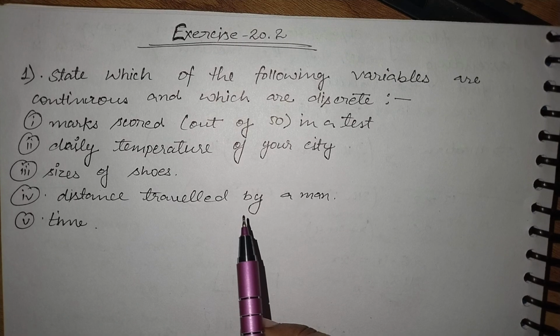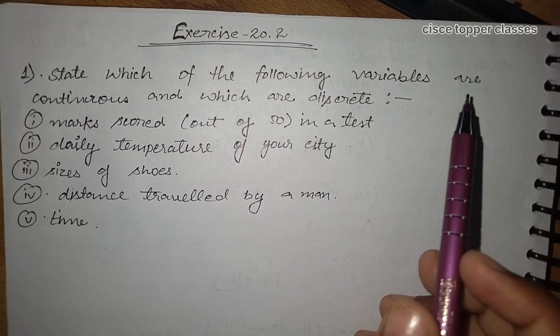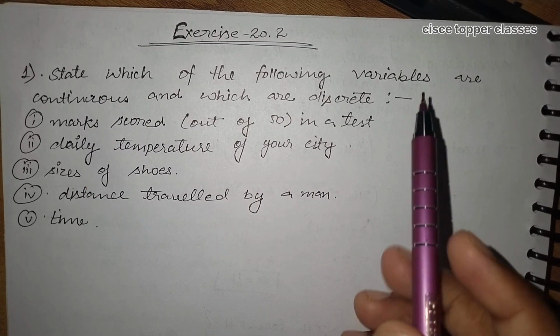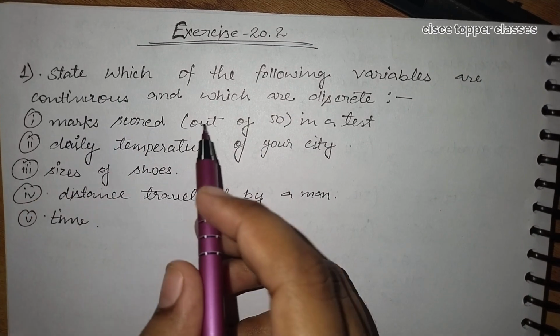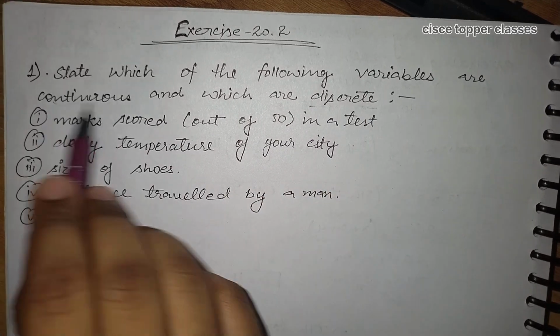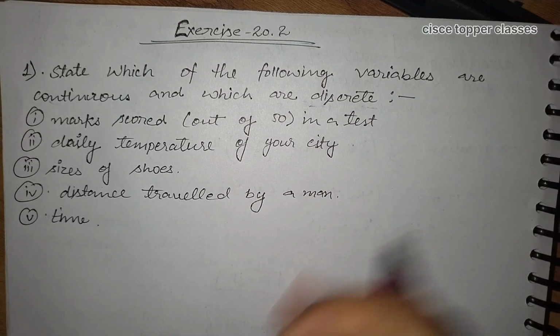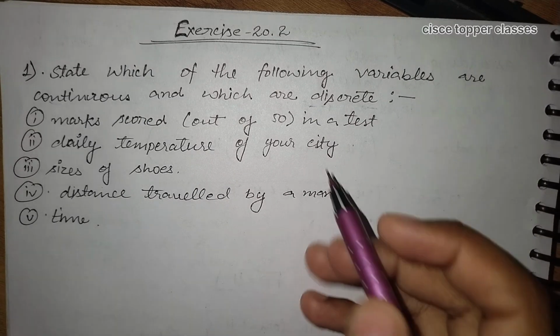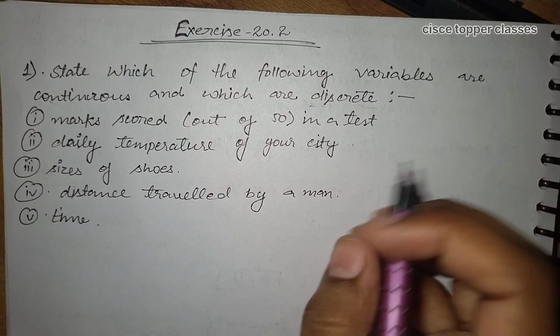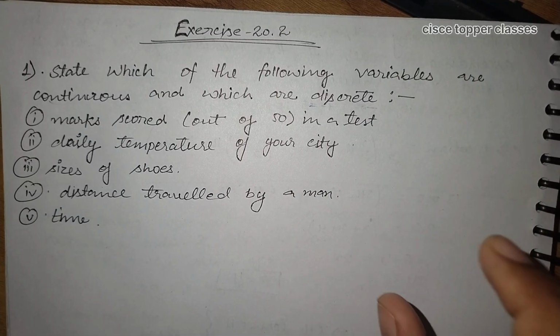Now let us solve this question here. Exercise 20.2 first part, we have to state which of the following variables are continuous and which are discrete. So we know marks is scored out of 50 in a test. Firstly, we will know about discrete and continuous. Continuous is something which will increase or decrease and has no restrictions to stop. But discrete is something that increases, but it can stop at a point, and then it doesn't decrease or increase anymore.